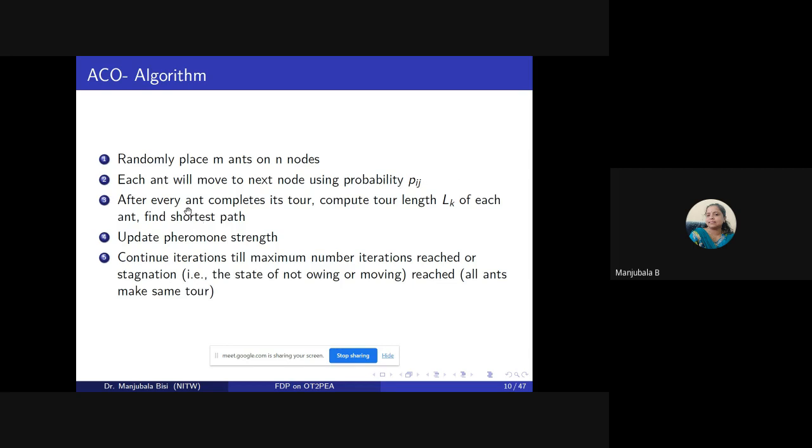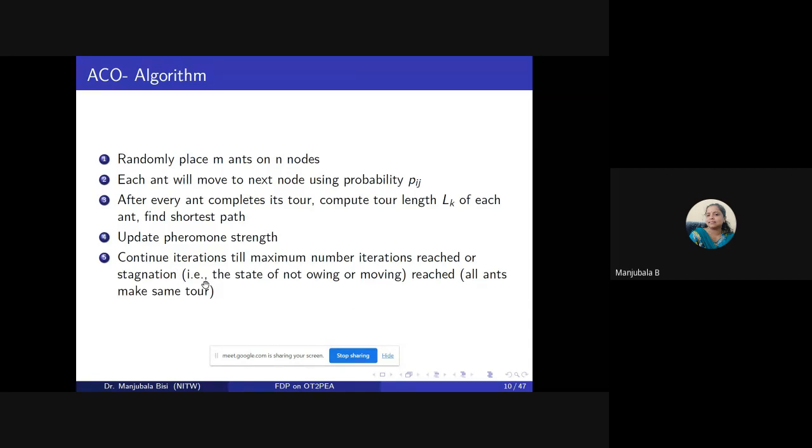Once every ant completes its tour, it will compute the tour length Lk. Whichever is the shortest path, you have to update the pheromone state for that shortest path. This process you have to iterate until your termination criterion is reached. The termination criterion may be the maximum number of iterations reached, or there is a stagnation. Stagnation means all ants are making the same tour, and you are not getting any new solution.